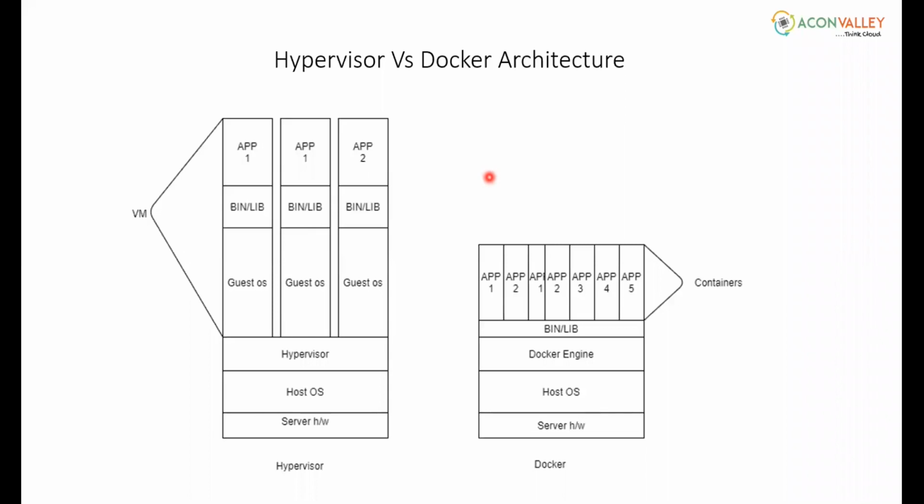So this is the architecture diagram between Hypervisor and Docker. In Hypervisor, what do you find? There is a guest OS which is installed on the host OS, and the applications are running on it. But these applications need the guest OS to run. But in Docker, you are missing this layer. This layer is no more there.